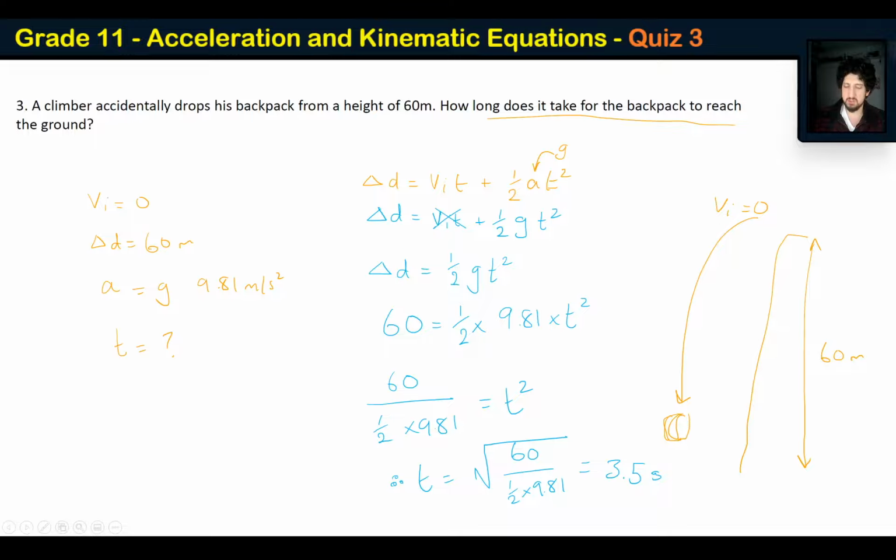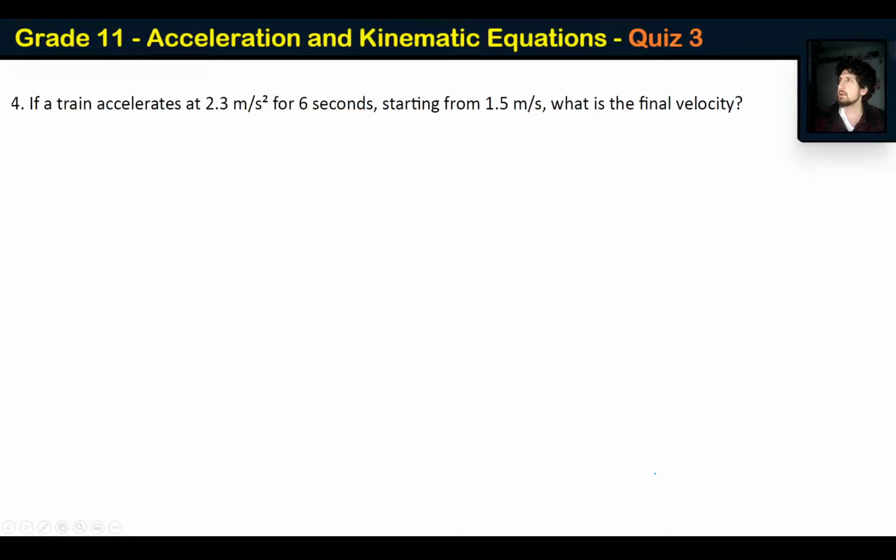Okay, I hope that wasn't too hard. Just work through the steps basically. Let's have a look at this one here. If a train accelerates at 2.3 meters per second squared for 6 seconds, so we've got acceleration, we've got time, and starting from, we've got VI, 1.5 meters per second. What is the final velocity? We're looking for VF. Very good, we've got everything else. So VF is equivalent to VI plus AT.